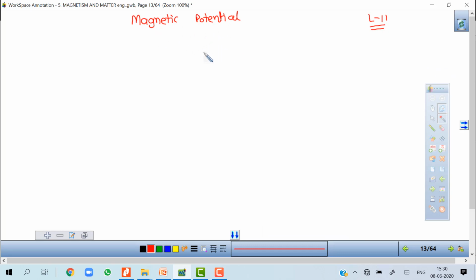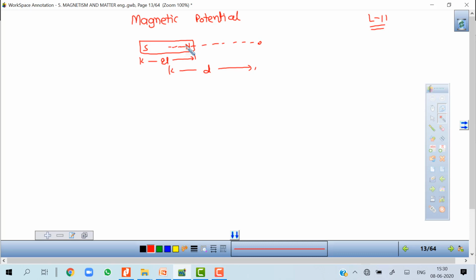So, magnetic potential. Suppose you have a magnet, this is the magnet, and this side is north, this is south, and this distance we know is 2L. We take one point here along the axis, and its distance from the center is D. So what is the magnetic potential because of the magnet at this point?